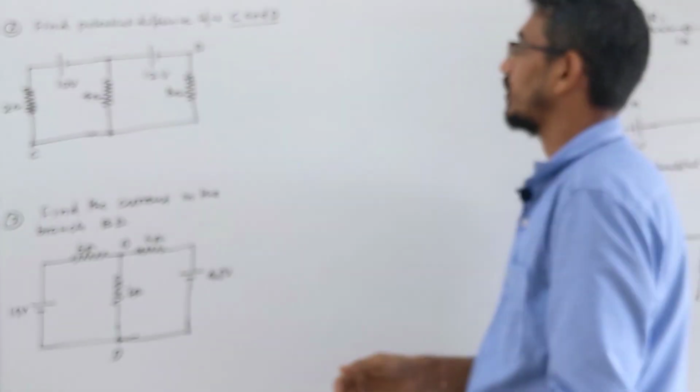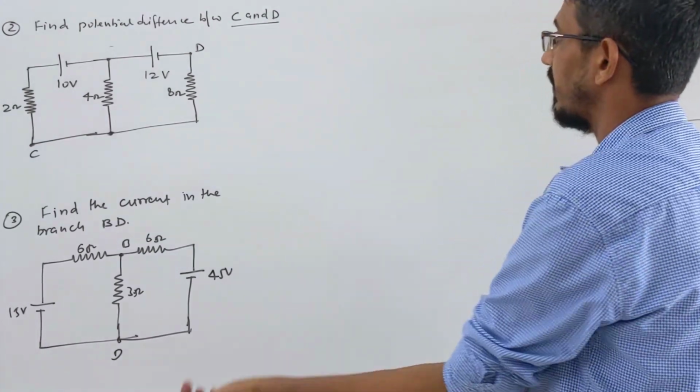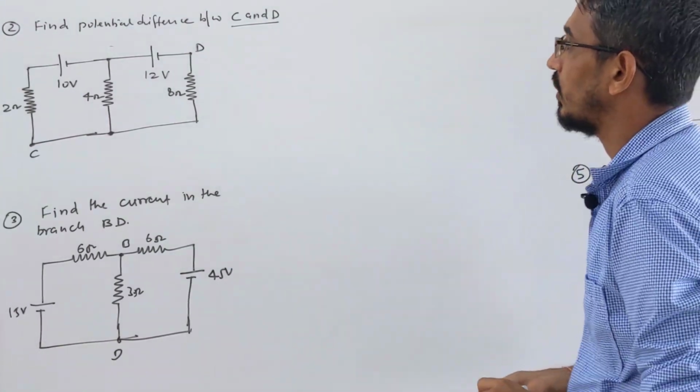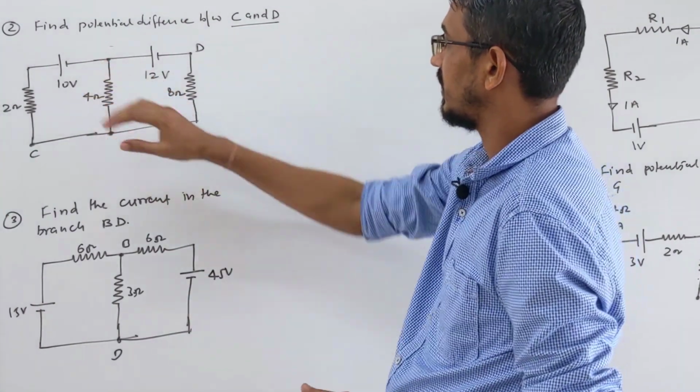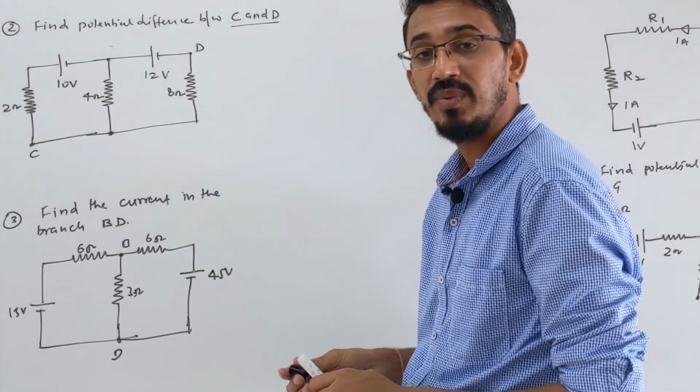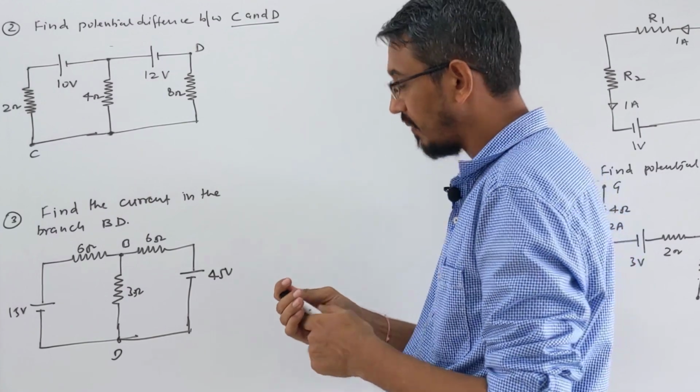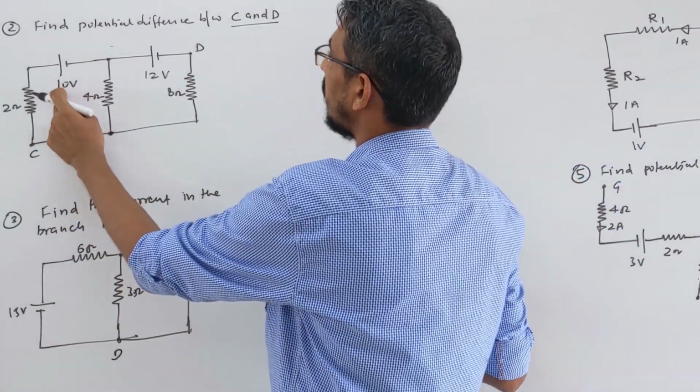For a few more questions we have here, let's do them based on Kirchhoff's second law. So look at this question. Find the potential difference between C and D branch for the given circuit. One circuit is given and the direction of current is not given, so we have to write it ourselves. Two batteries are given, 10 volt and 12 volt.